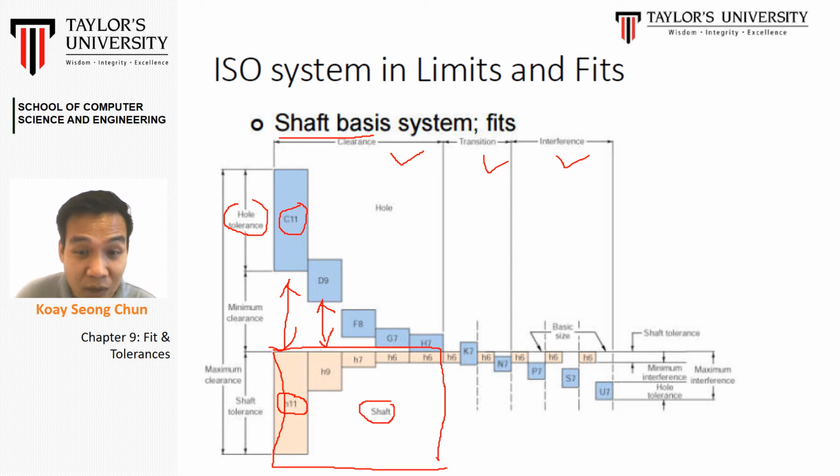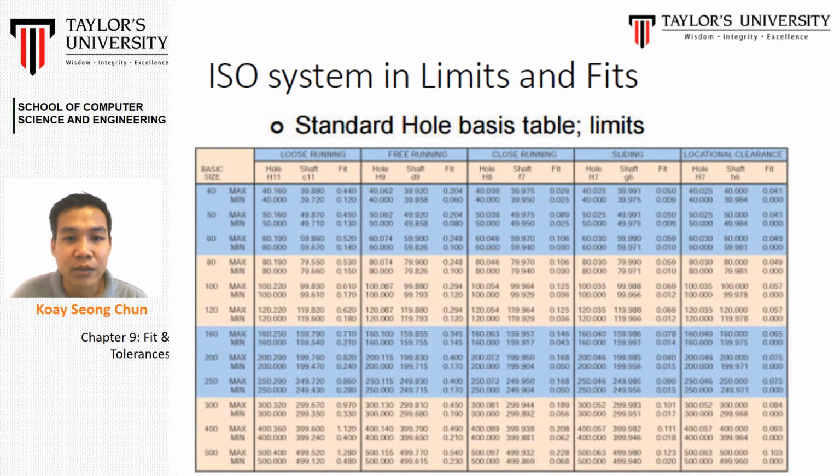The value of the maximum and minimum limit for each system, like the maximum and minimum value for H11 for the shaft, and the maximum and minimum limit for C11 for the hole, we can refer to the tables, and I'm going to show you the table on the next slide. So this is the table. You can refer to the tables, so you know the maximum and minimum limit for the shaft and the hole that you're going to design.